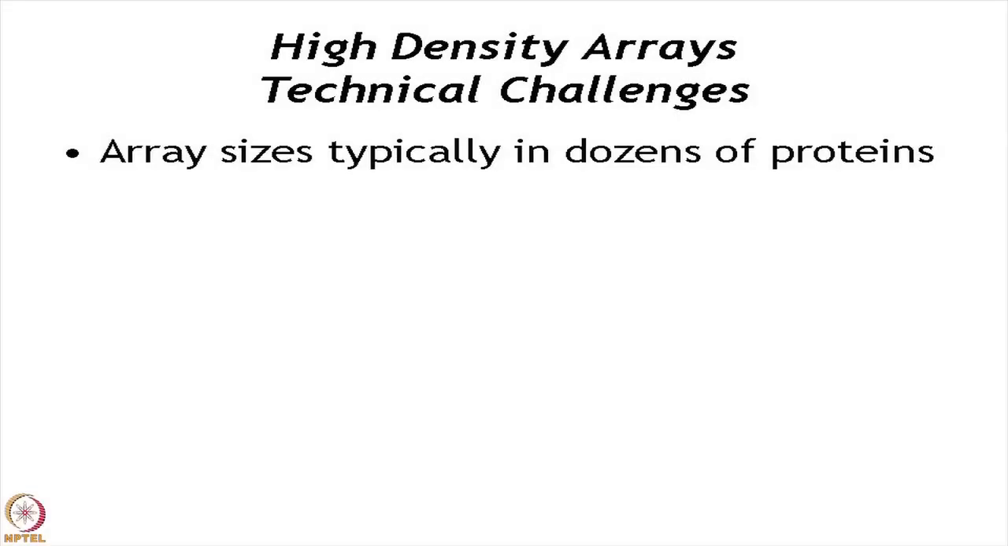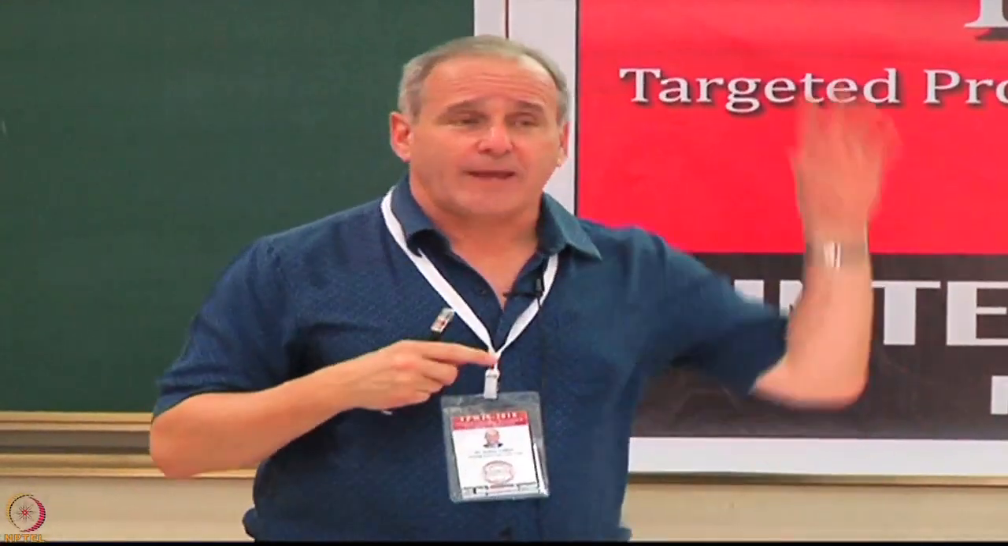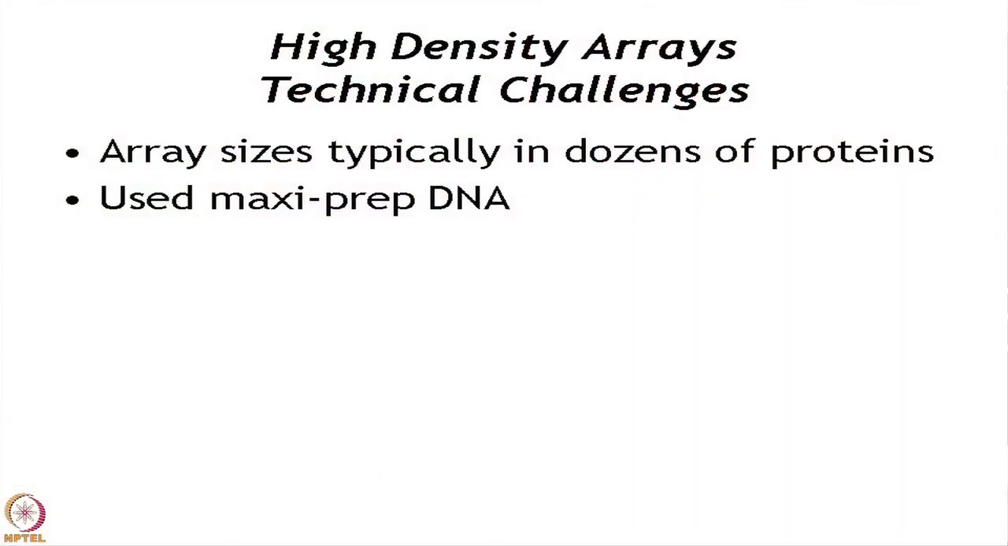Okay. We're going to spend more time later in the course talking about the high-density arrays, but I want to give you a flavor of what we had to do to get now from these arrays, which I showed had around 50 proteins on them. The goal, of course, I told you from the beginning, was to get to thousands. So how do we adapt a platform to get to thousands? So we were working in sort of the dozens range.